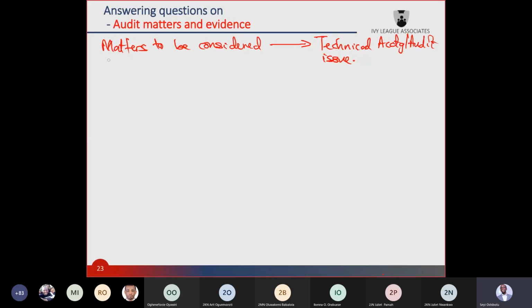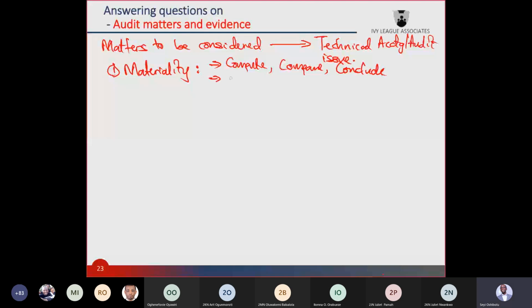Again, number one, materiality. You need to assess whether the item is material. What are the principles that I need to know here? Number one, compute it, compare, and conclude. You must fulfill the 3 C's.